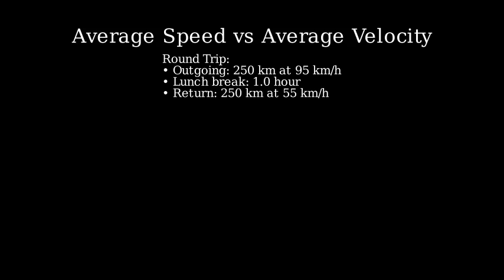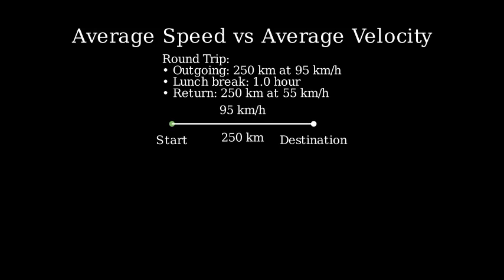Let's start by drawing a diagram to visualize the journey. Here's our starting point. And the person travels 250 kilometers to the right at 95 kilometers per hour. Then they take a 1 hour lunch break and finally return 250 kilometers at 55 kilometers per hour.